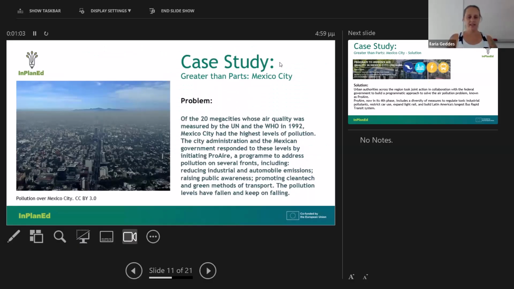The case study is aptly titled Greater Than the Sum of Its Parts, which reflects the idea of systems thinking and integrated urban planning. So it's about Mexico City. Mexico City is a mega city, as you probably know. And back in the early 90s, air quality in Mexico City was really, really bad. It had probably the highest levels of pollution in the world. So the city administration started a program called ProAir, and we are now in the fourth phase of the program. So it's been going on for a long, long time.